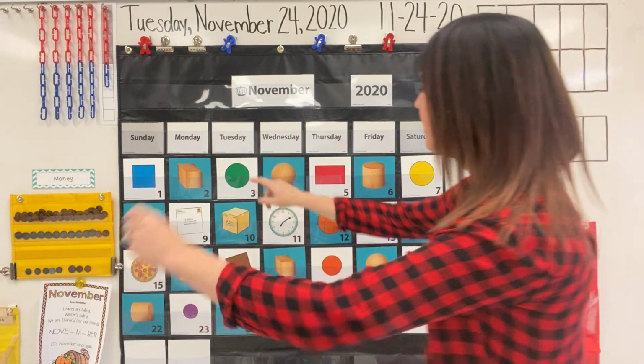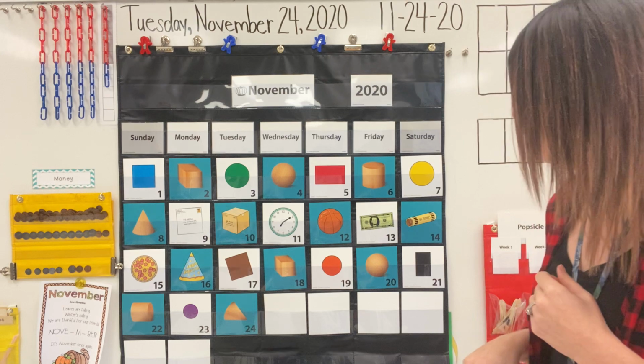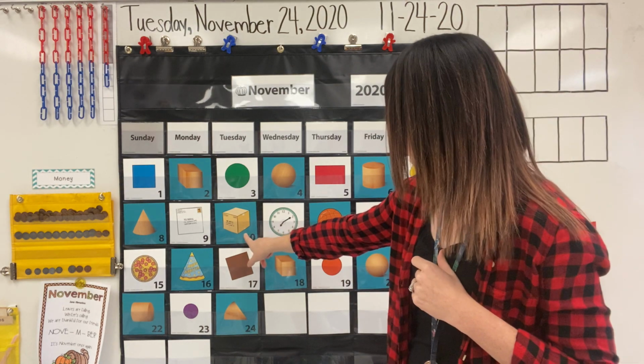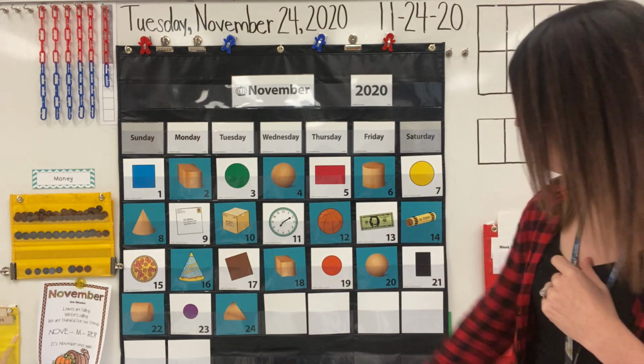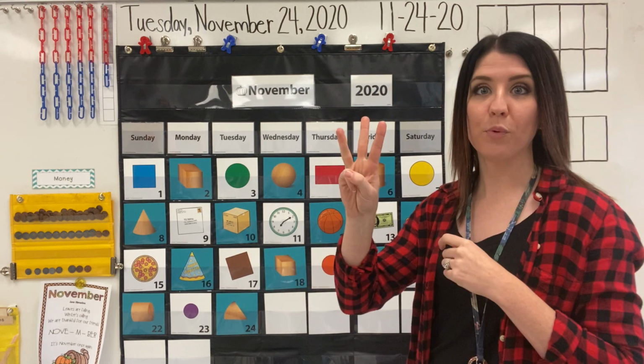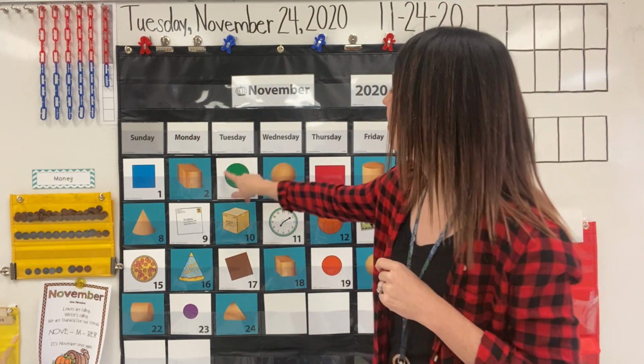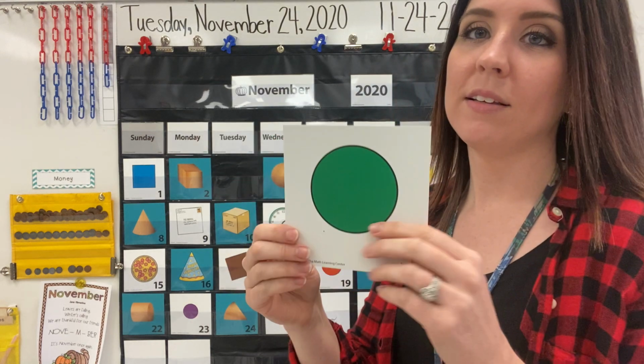Okay, so do you see any other cubes up here? There was the box. Very good. Yeah, look, there's another cube right there. So we had 3 cubes this month. Okay, then we had this shape right here. Do you remember who this is?